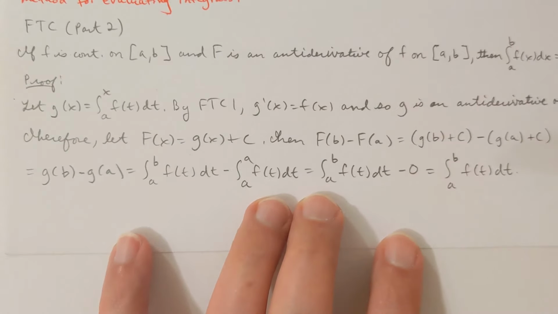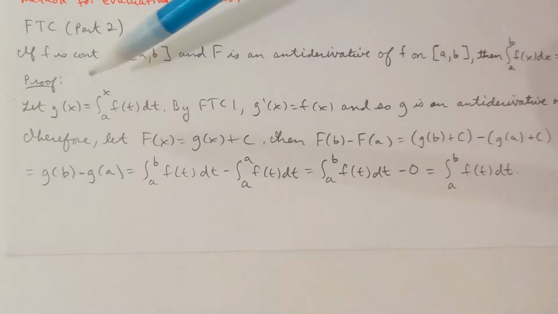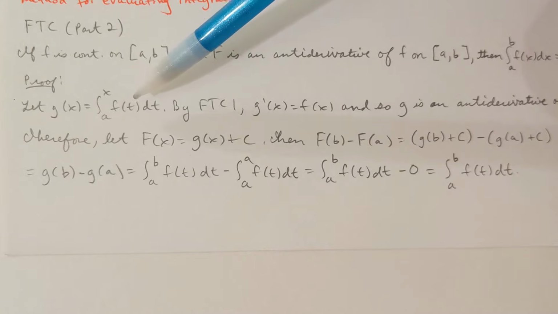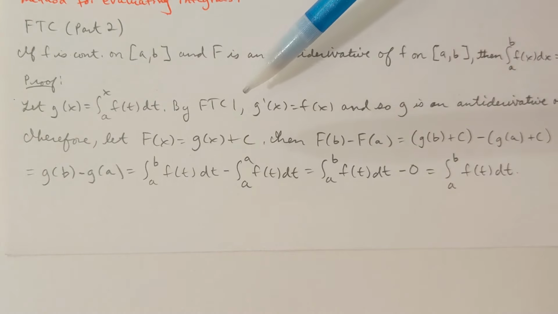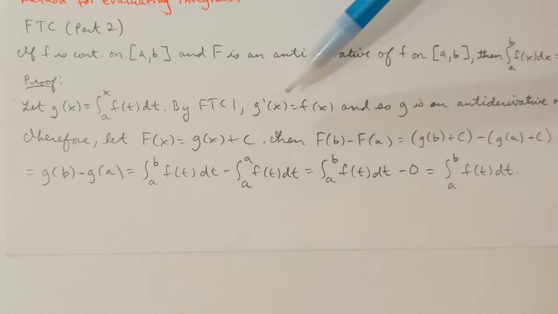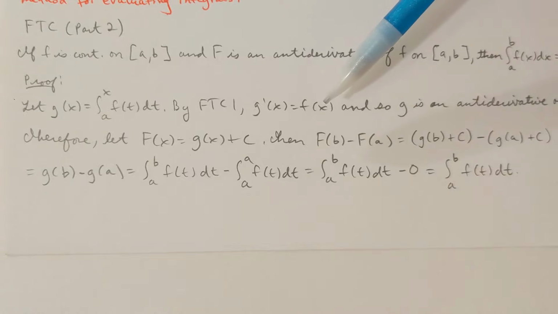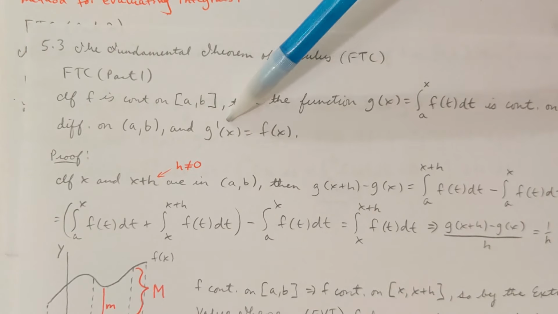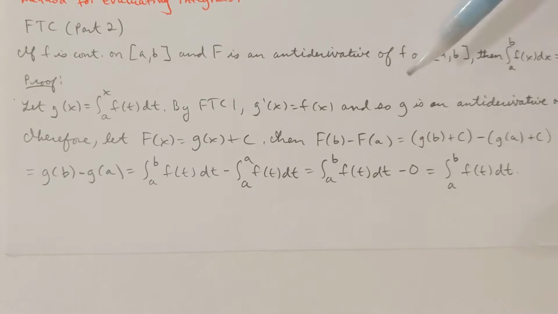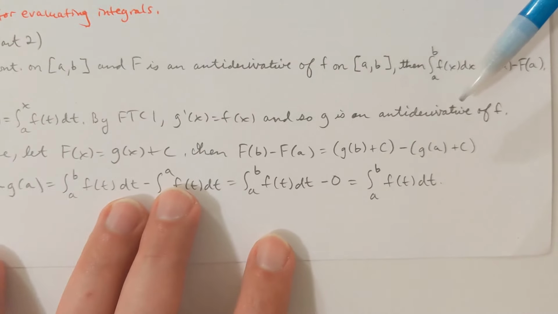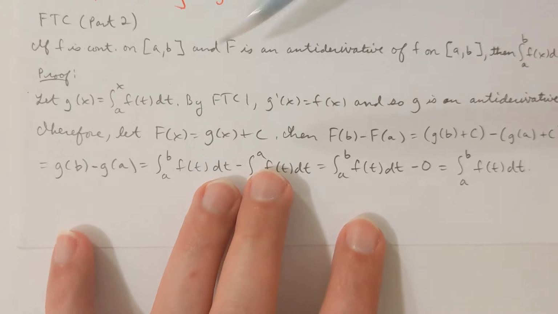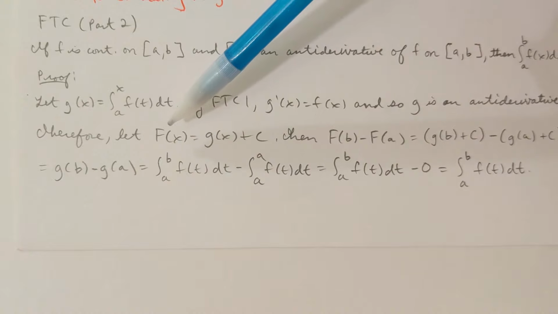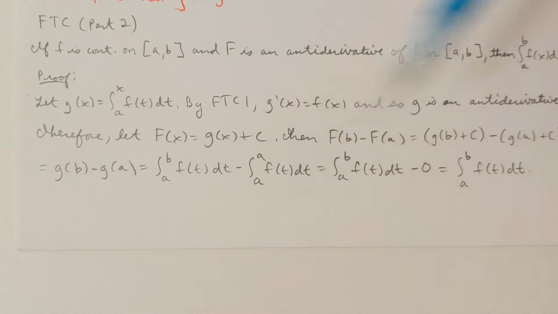Okay, and here's a proof of that. Let's let g of x be the definite integral going from a to x of f of t dt. By the fundamental theorem of calculus part 1, g prime of x is equal to f of x. We looked at that in the last video. And so g is an antiderivative of f. Therefore, we're going to let capital F of x be equal to g of x plus some constant.